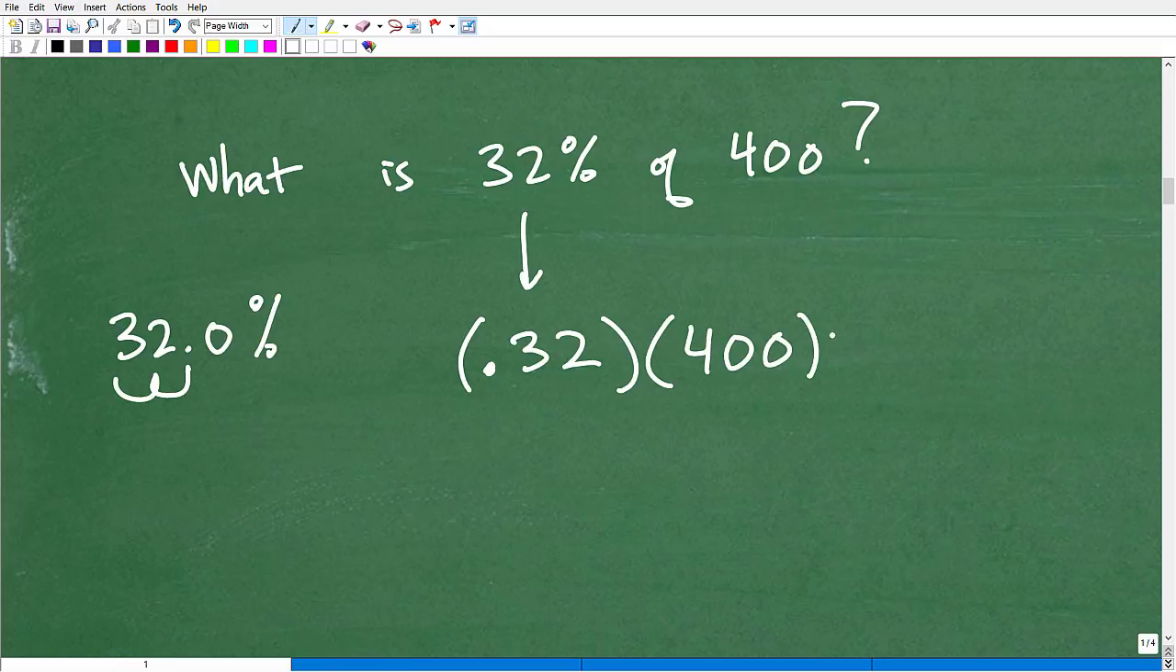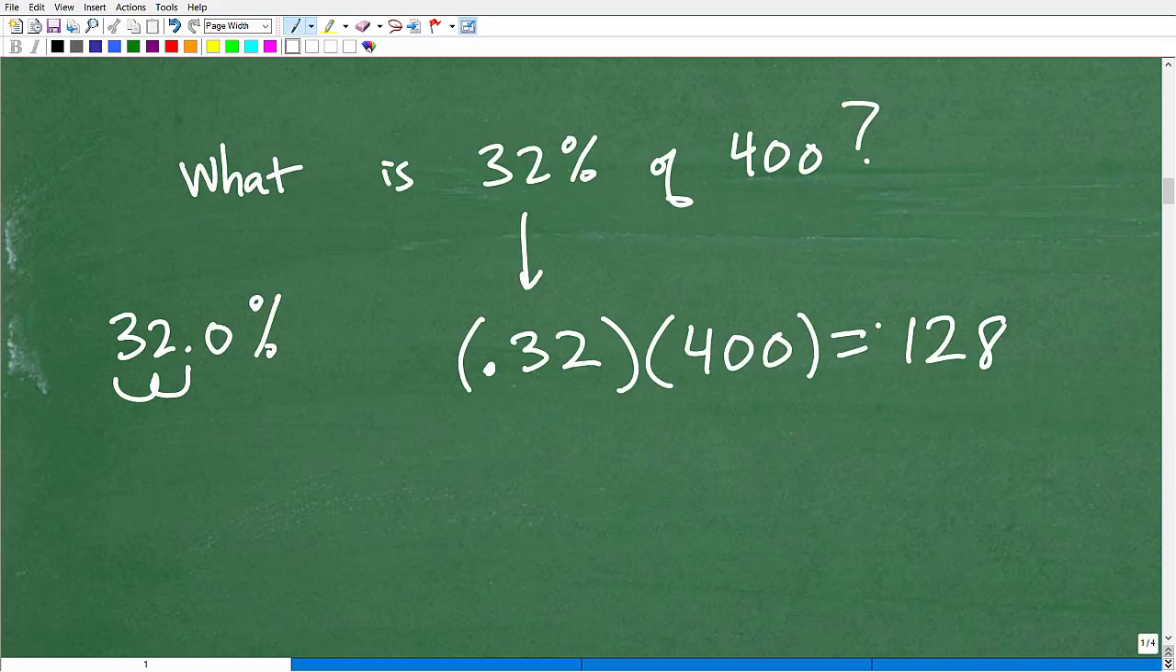All right, so let me get my trusty little calculator so we don't waste any time here. So 0.32 times 400 is 128. Okay, so 32% of 400 is 128. So just think about that, like 1/3 of 100, 128, it makes sense.